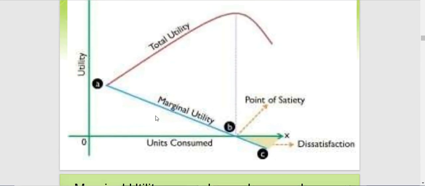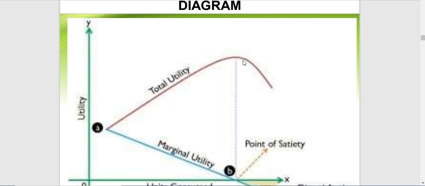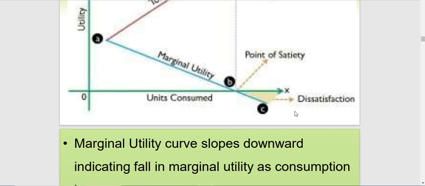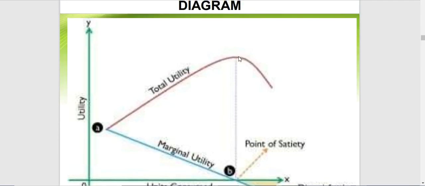Just look at this diagram. The total utility is falling and marginal utility is already below the point of origin. That is, marginal utility is negative and it is indicated by dissatisfaction, whereas total utility, after reaching its maximum point, has started falling.